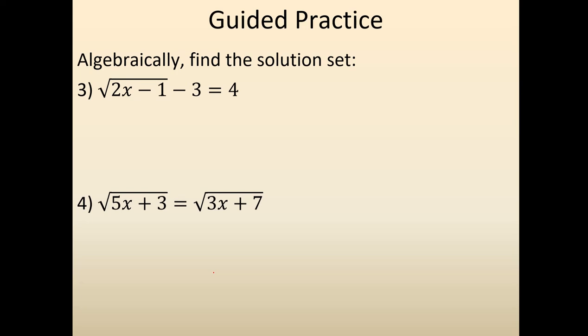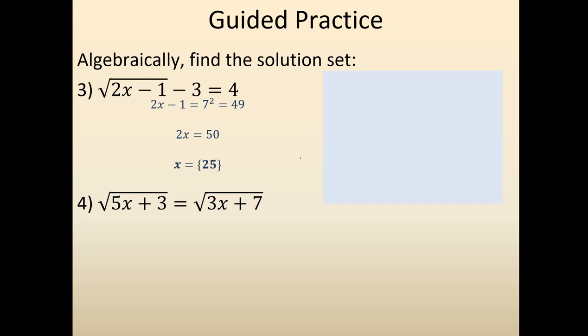All right, so before I can solve this, I actually do need to move the 3 over to the other side. So when I move the 3 over, I get 7. Then I square both sides, and I get 2x minus 1, which gets rid of the square root, equals 7 squared. That's just 49. So from here, I can add 1 over to get 50. So 2x equals 50. Divide both sides by 2, and I get 25 for x.